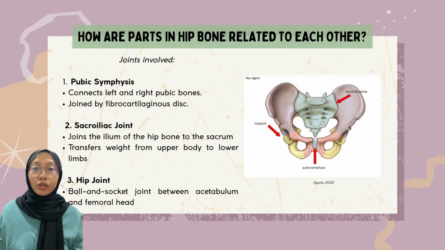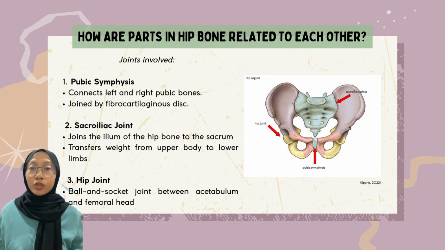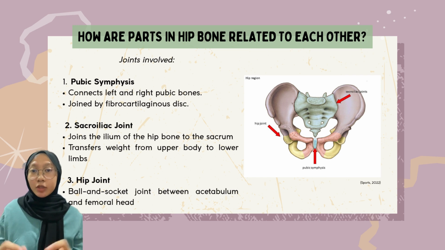Now, let us move on to the joints that connect the hip bone. Firstly, we have the pubic symphysis, which is the joint that connects the left and the right pubic bones, and it is located at the anterior part. It is made up of cartilage with a fibrocartilage disc in between them. It doesn't move much, but that little bit of flexibility helps to absorb shock, and it is especially important during childbirth.